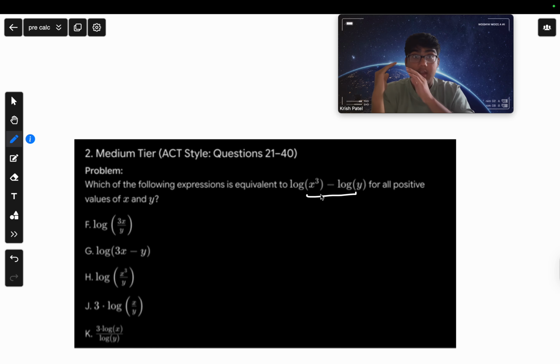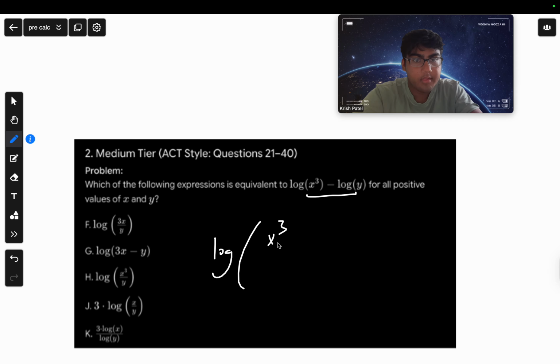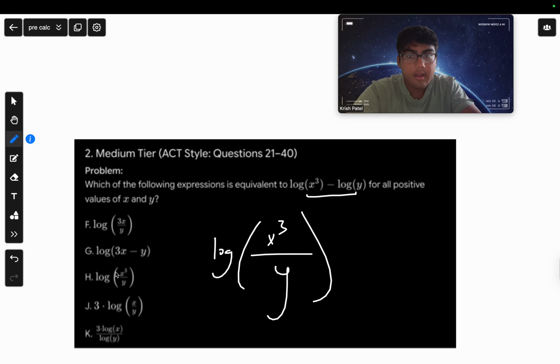We can just take that back into a division form. Remember, subtracting logs is the same as dividing those things by each other. And the bases are the same here because those are all base 10. So you can just do log base 10 of x to the 3 divided by y, because this is the same as that. So this answer would be H. Okay, you can go both ways with this.